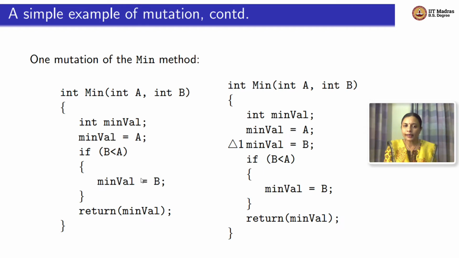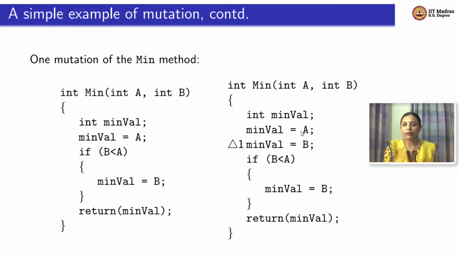So on the left hand side is the original program, called the ground string. On the right hand side is the program with one change in it. And the one change is that minval equal to a is replaced with minval equal to b. This program on the right hand side doesn't have the statement minval equal to a. Instead, it has delta 1, which is minval equal to b. Even though the original is shown here, it is not there; instead of this statement, minval equal to b is there. This is how you read the program.